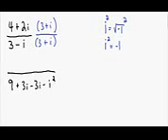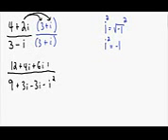Now let's do the same thing for the numerator. In the numerator we have 4 times positive 3, which is equal to 12. We also have positive 4 times i, which is equal to positive 4i. We have positive 2i times positive 3, which is equal to positive 6i. And we also have 2i times positive i, which is equal to positive 2i squared.